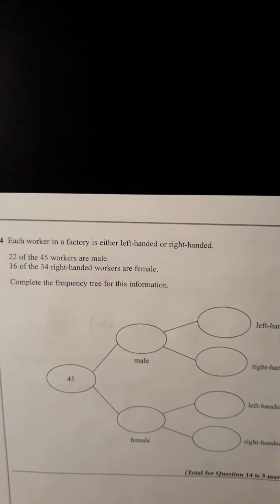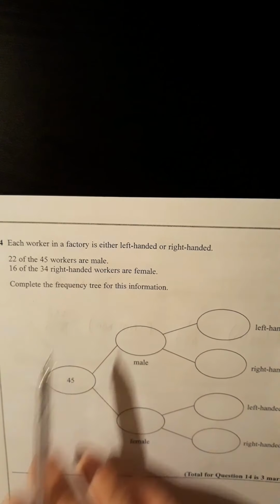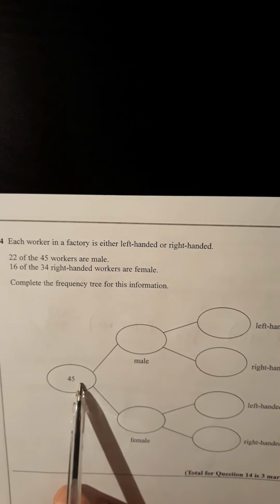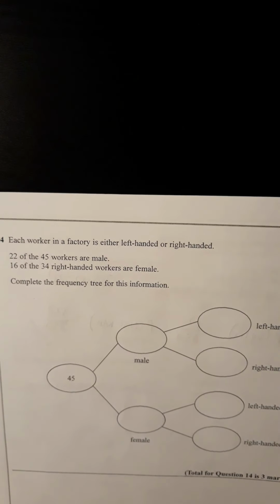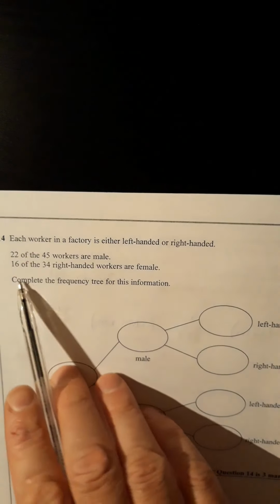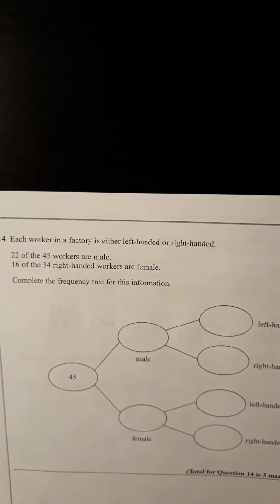Question 14. Some information here about workers in a factory, being left-handed or right-handed. 22 of the 45 workers are male. So it's a frequency tree of this information. What I tend to do with this sort of thing is tick things off as we do them. 16 of the 34 right-handed workers are female. Complete the frequency tree for this information.